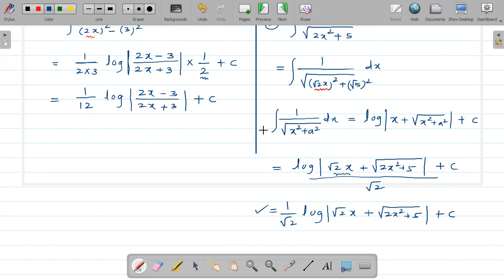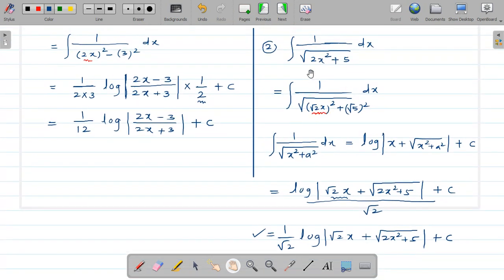Okay, so here if the coefficient of x square is there, then you have to express in the standard form of the result, and then after taking the integration by applying the rule, we have to divide by the derivative of coefficient of x. Okay, so then you will get the answer.